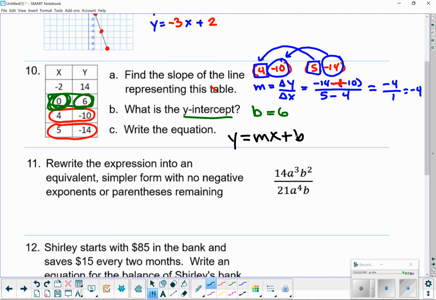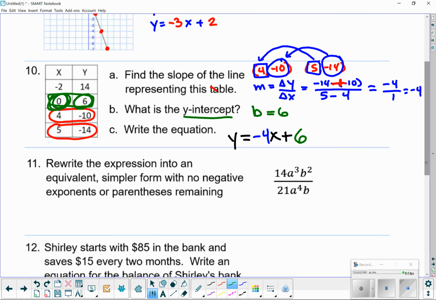Yeah, I'm kind of out of space, so I'm going to go ahead and erase my m. I found out my m was -4 earlier, so it's going to be y equals -4x plus, and then the b, let me go ahead and erase that because I'm out of space. B is actually 6. So my answer is y equals -4x plus 6.